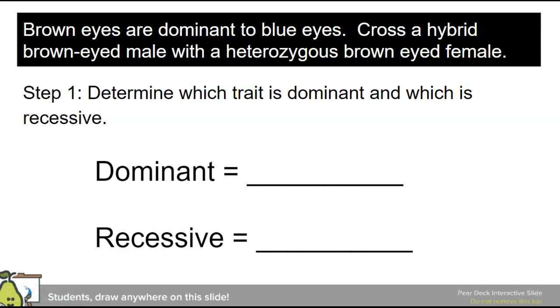Brown eyes are dominant to blue eyes. Cross a hybrid brown-eyed male with a heterozygous brown-eyed female. Remember how I said they were going to use those big fancy words to try to trip you up? Don't get overwhelmed, okay? We got this.